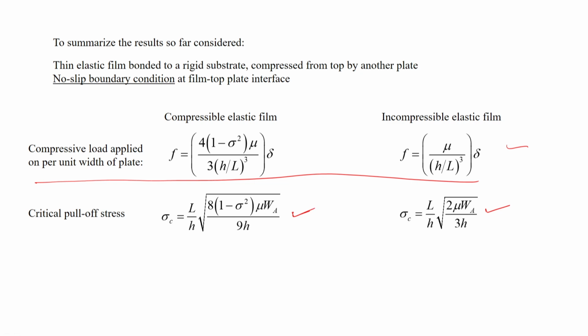Now, in all these cases, remember that the film at the top plate remains in no-slip contact. That means if the top plate is sheared, the film will also get sheared to the same extent. I mean, the top plate is given some deformation or displacement in the x direction, and the film top surface also gets deformed like that. So, that is the no-slip contact.